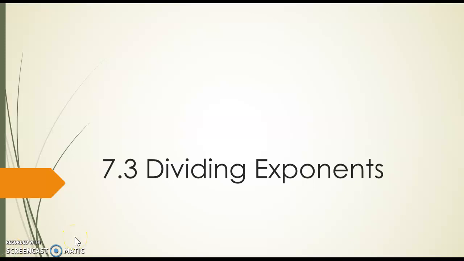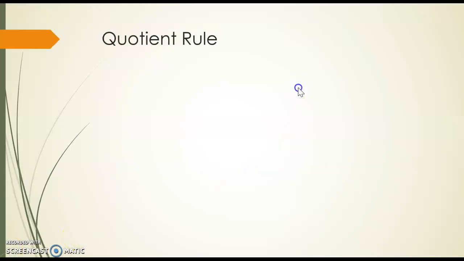Alright, so now we're going to move into some dividing exponent properties. We're going to start with the quotient rule. Basically what the quotient rule says is if I have same bases, like a to the m over a to the n, that is going to be equal to a to the m minus n. And if you think about it, division is the inverse of multiplication, and when we multiplied same bases we added. So it really only makes sense that when we divide same bases, we'll subtract the exponents.